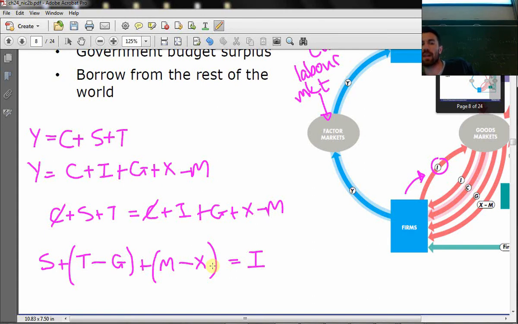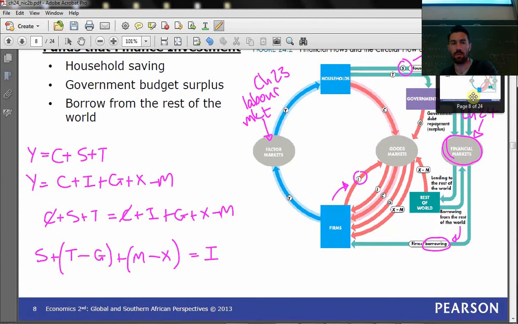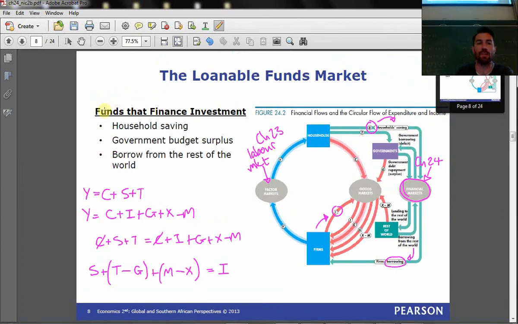I'll answer that as soon as I finish this equation. I will go from this equation back to what you're asking. So savings can finance investment. A government surplus can finance investment, and we can borrow from the rest of the world to finance our investment. All I've done is rearrange this equation to show you that we can finance investment, either through savings, budget surplus, or borrowing from the rest of the world. That's each one of these items.